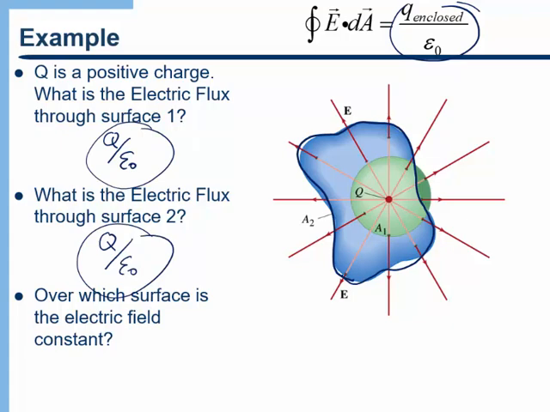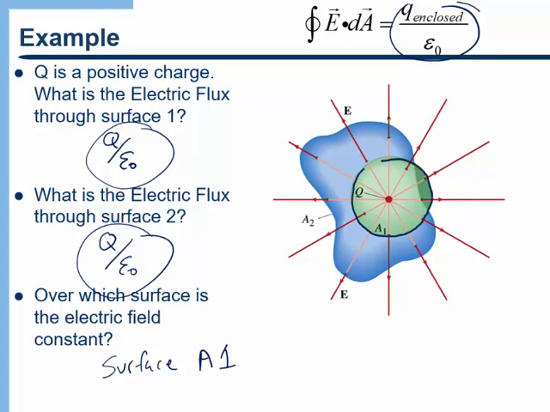The next question, over which surface is the electric field constant? Well, clearly, surface 1. And that's because wherever I am on this green surface, I'm the same distance from that charge. So I know the electric field would be the same at any point on that surface. Clearly, the electric field on the blue surface is not the same at every point because I'm different distances from that charge. So if we wanted to use Gauss's law to find the electric field of this charge, we'd need to pick this surface to do it. We could not use the blue surface.